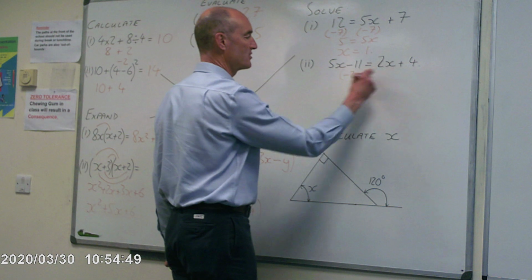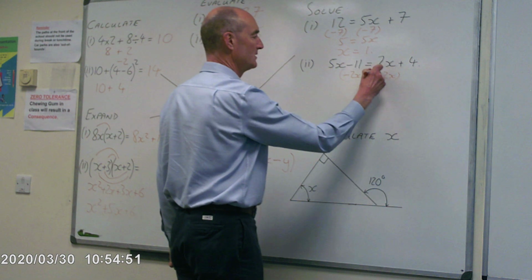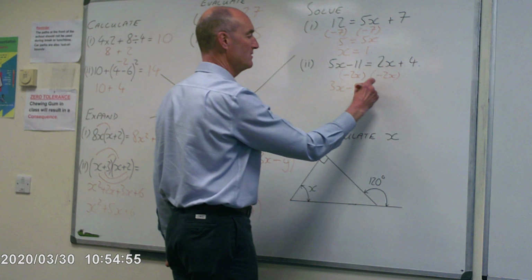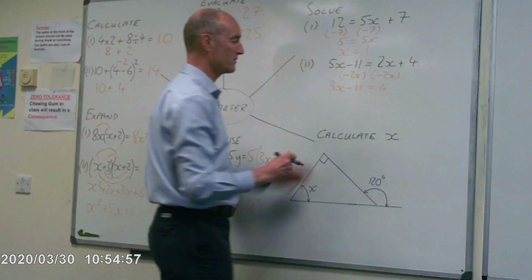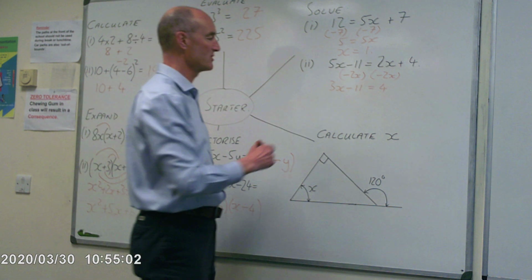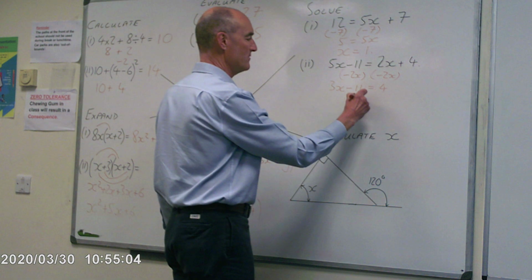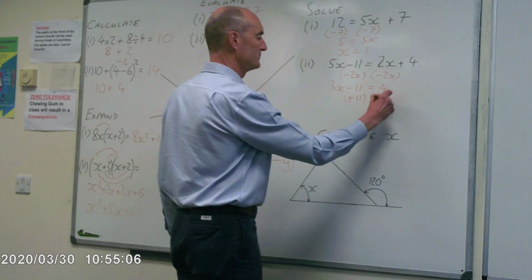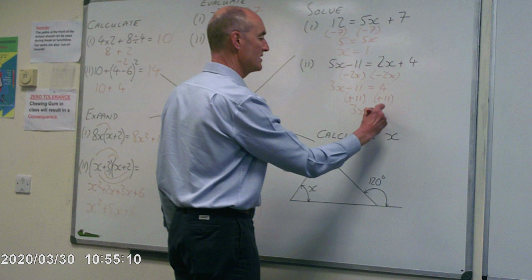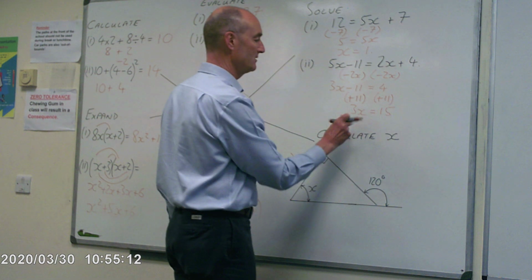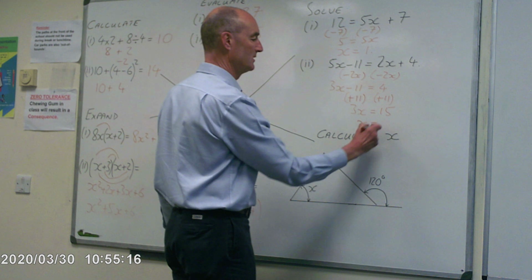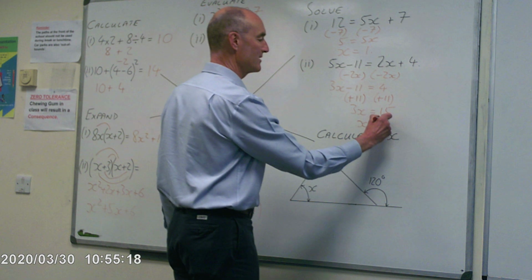Subtract 2x from both sides. That leaves us with 3x on the left hand side minus 11, and that equals 4. So we've got our x's onto one side. That's the start of our process. Now add 11 to both sides. Now we've got 3x on the left hand side equals 15. Divide both sides by 3, leaves us x on its own, and x equals a value of 5.